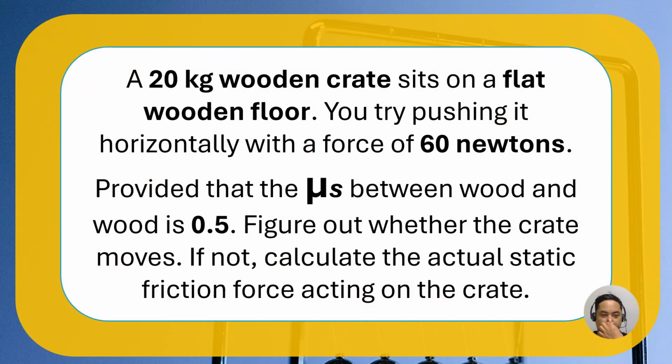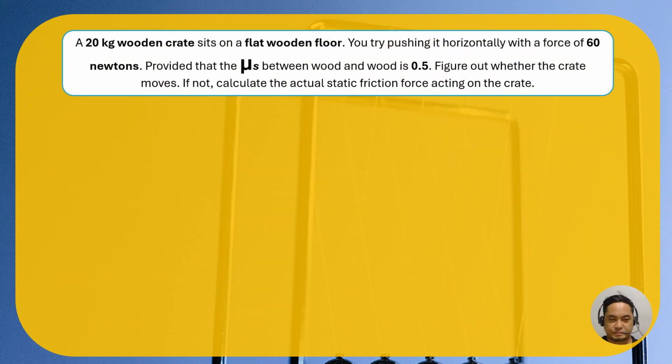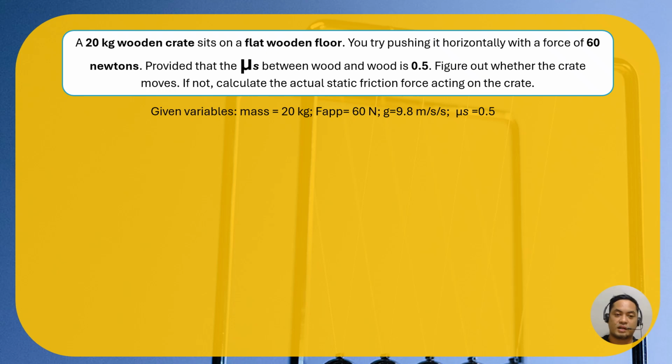We have a word problem here. A 20-kilogram wooden crate sits on a flat wooden floor. So there's a direct interaction between the wooden crate and the wooden floor, and you try to push it horizontally with a force of 60 Newton, provided that the coefficient of static friction between wood and wood is 0.5. Let's figure out whether the crate will move, and if not, let's calculate the actual static friction force acting on the crate.